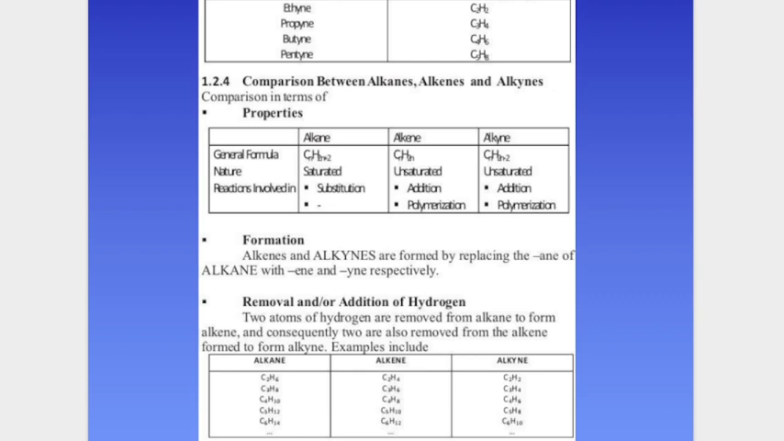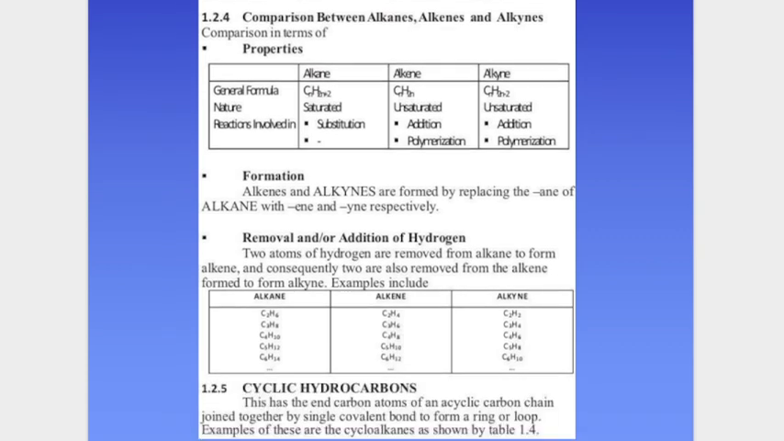So let's talk about the removal and addition of hydrogen. When 2 atoms of hydrogen are removed from an alkane, it forms an alkene. And consequently, 2 are removed from an alkene to form an alkyne. So you notice that alkane differs from the corresponding alkene by 2, while alkene differs from the corresponding alkyne by 2, which means that alkane will differ from the corresponding alkyne by 4. As you can see, C2H6 for 2 carbons in alkane, C2H4 for 2 carbons in alkene, and then C2H2 for alkyne.